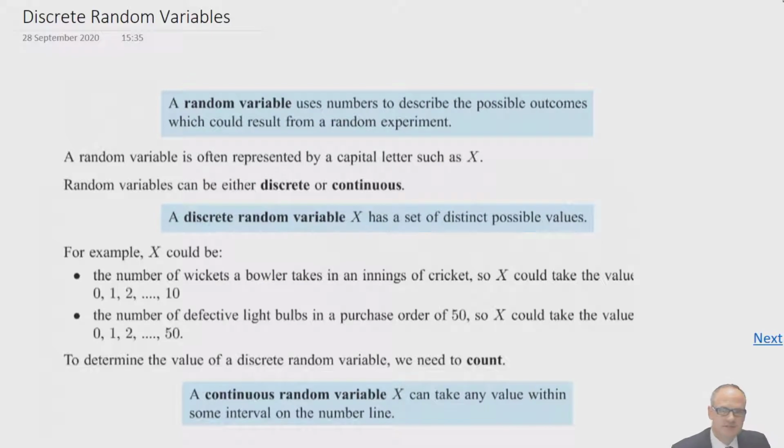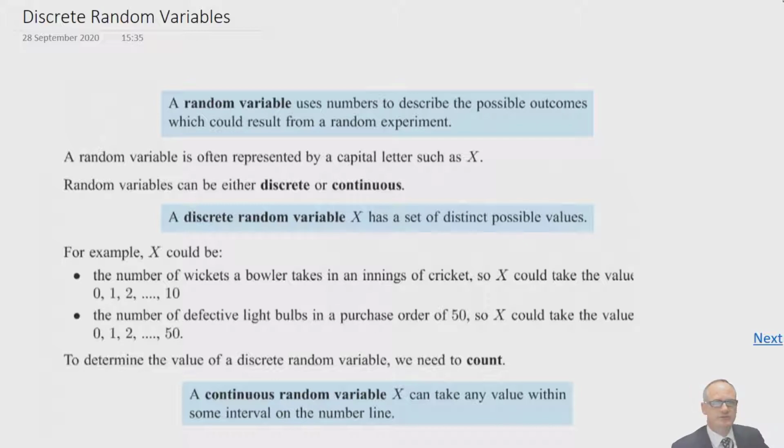We're going to look at some discrete random variables today. Now, a random variable uses numbers to describe possible outcomes which could result from a random experiment. It could be represented by a letter X, or by any capital letter we generally use.